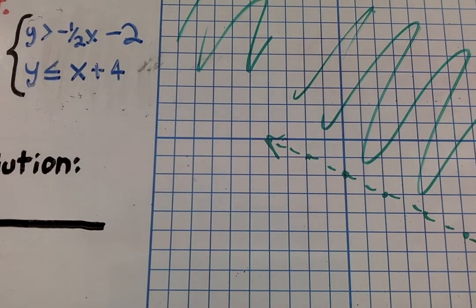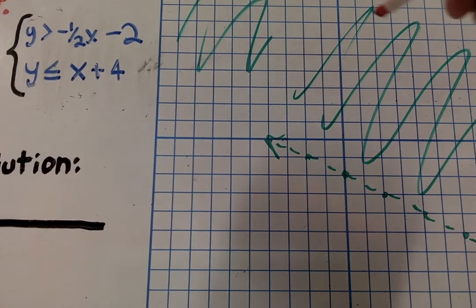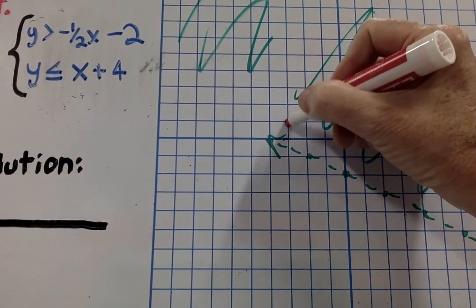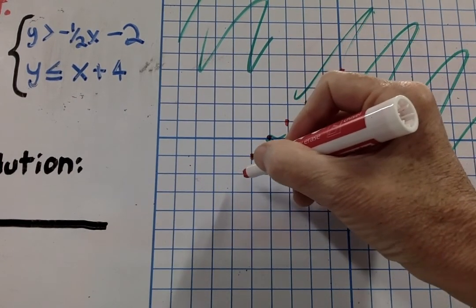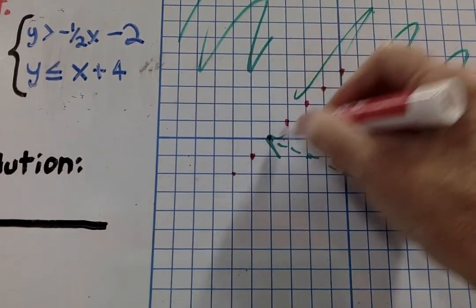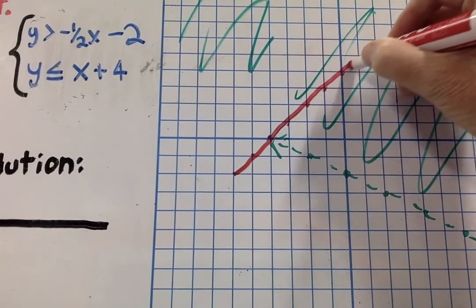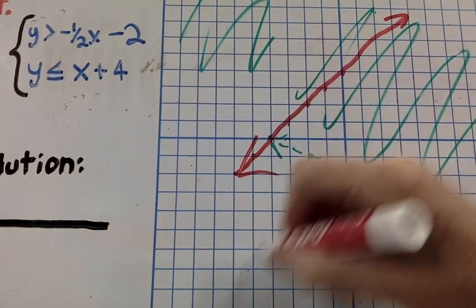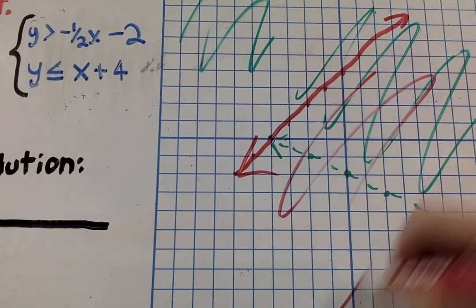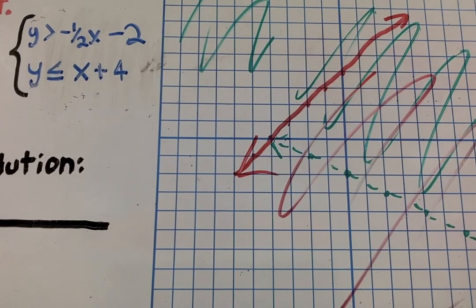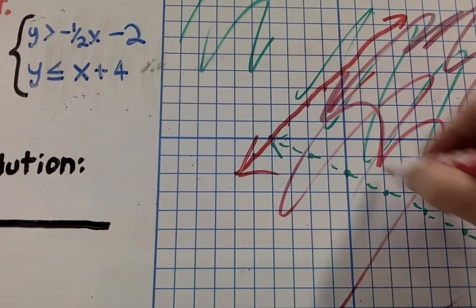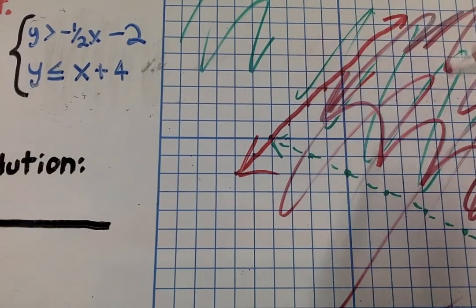Next, y is less than or equal to x plus 4. So plus 4 is right here. So if it's less than, it's or equal to, so it's got to be a solid line. And since it's less than, it's going to be all down here. So the place where the 2 colors are together is going to be all over in here. So I'm bound by this boundary here and that boundary line.